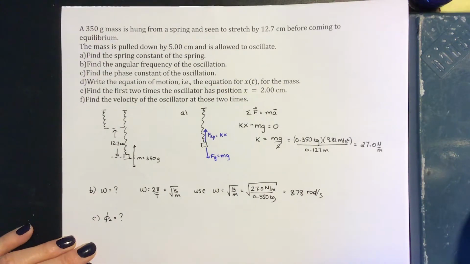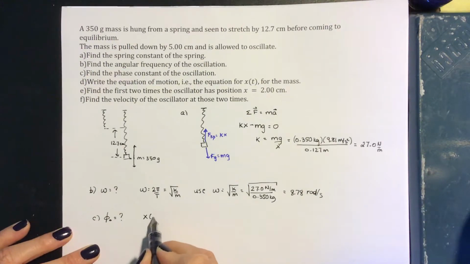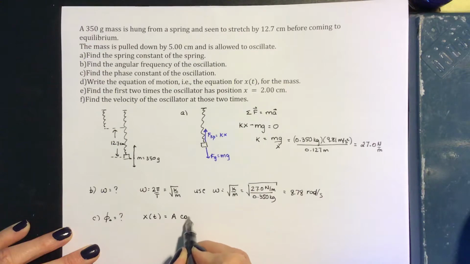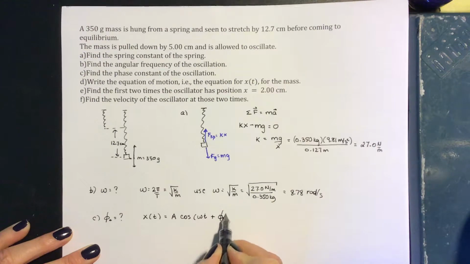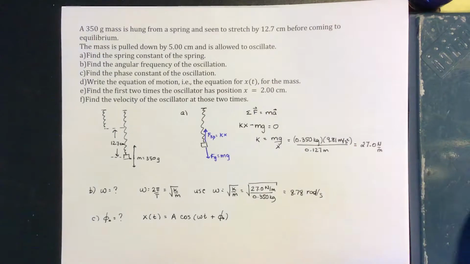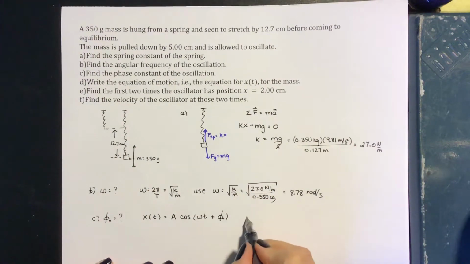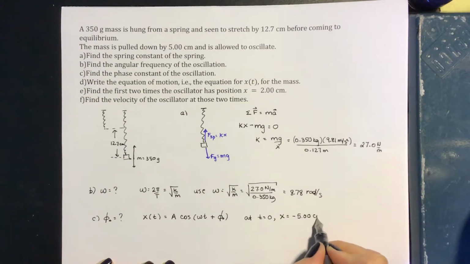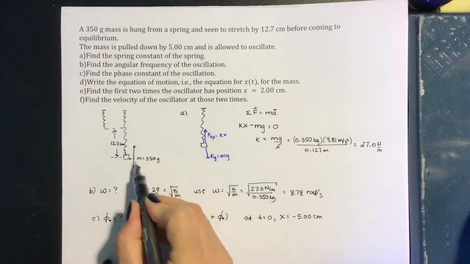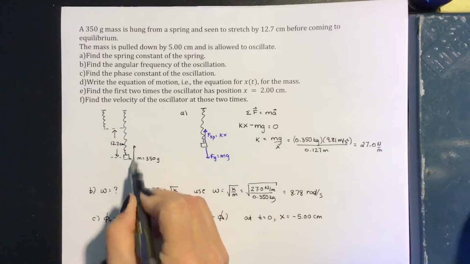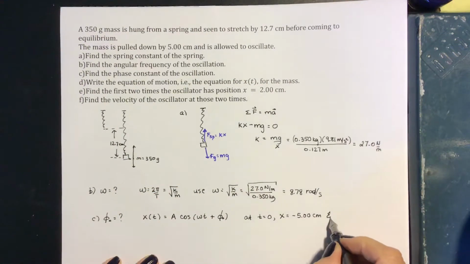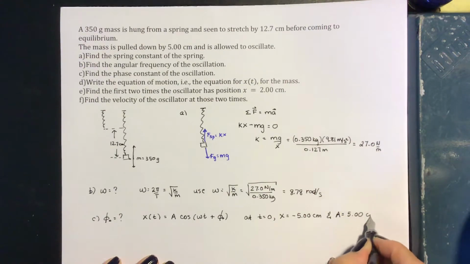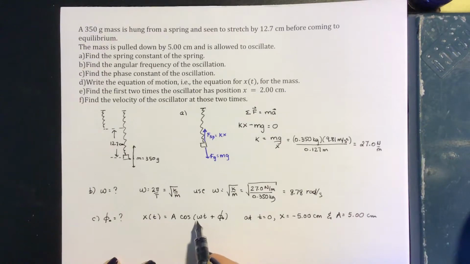Phi naught is the phase constant in the equation of motion, x of t equals A times cosine of omega t plus phi naught. To find our phase constant, normally we put in some numbers that we know and solve for it. We know that at t equals 0, the mass is pulled down by 5 centimeters, so x is equal to minus 5 centimeters. If we pull the mass down 5 centimeters, it's going to oscillate up and down between minus 5 and plus 5 relative to the equilibrium, so our amplitude is equal to 5 centimeters. Now we have everything we need. t is 0, omega is 8.78, amplitude is 5 centimeters, position is minus 5. Let's put those numbers in.